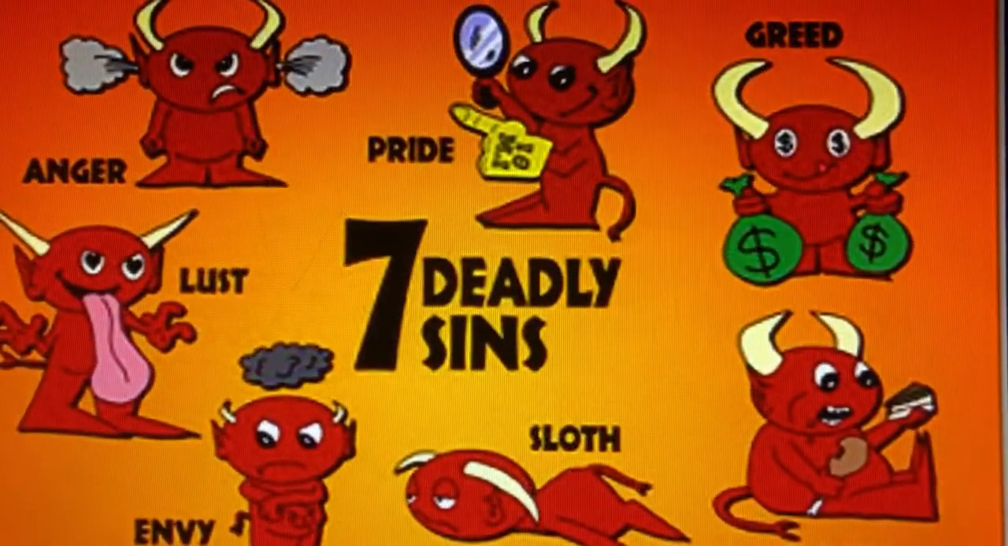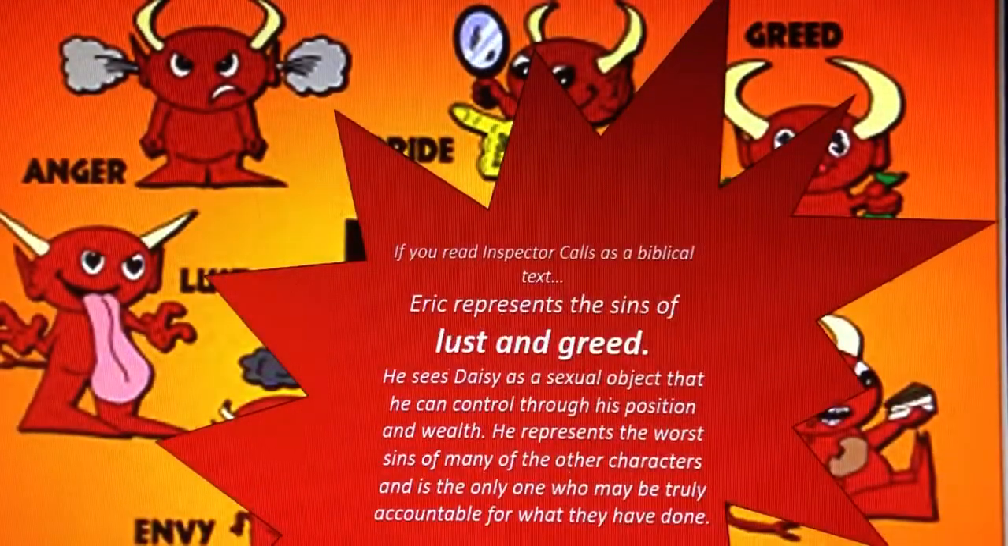If we look at the text as a biblical text, each character might easily represent one of the seven deadly sins. Eric represents the sins of lust and greed. He sees Daisy as a sexual object that he can control through his position and wealth. He represents the worst sins of many of the other characters and is the only one to be truly accountable for what they've done.